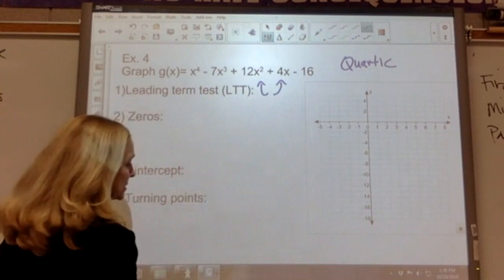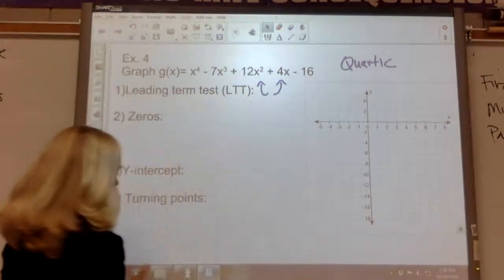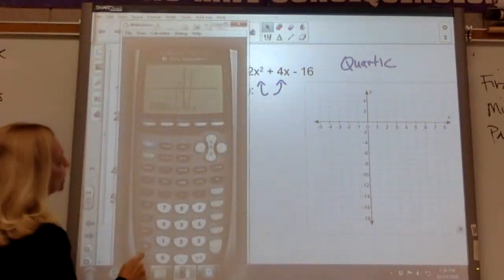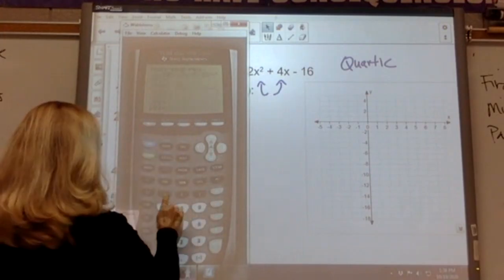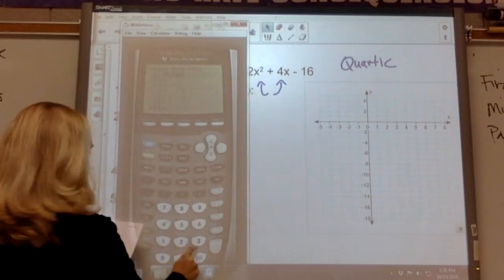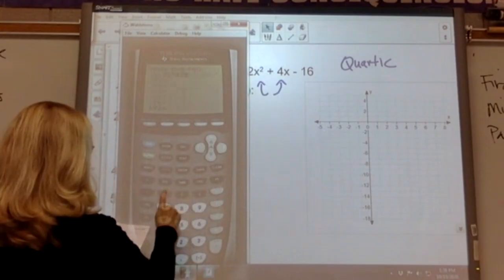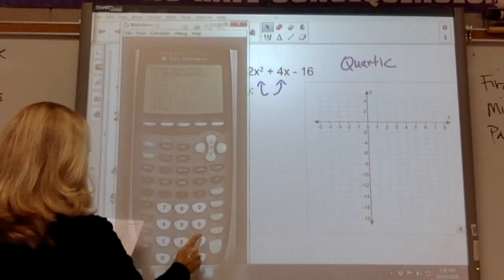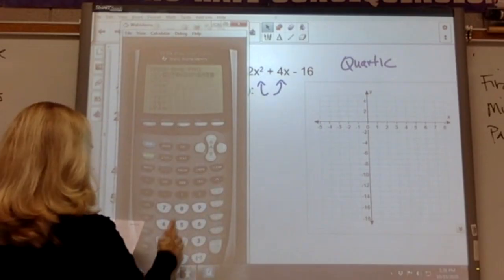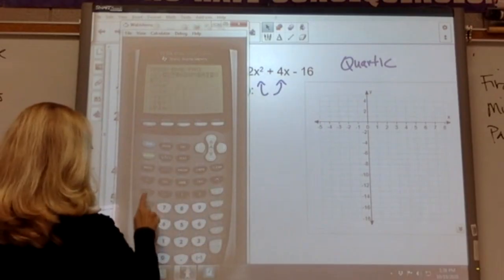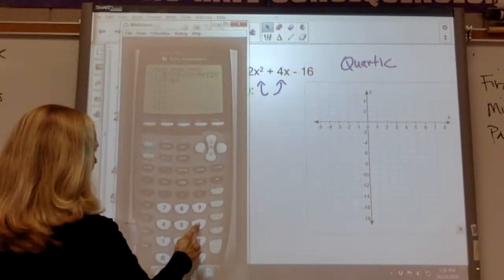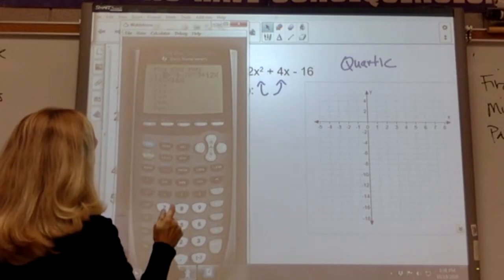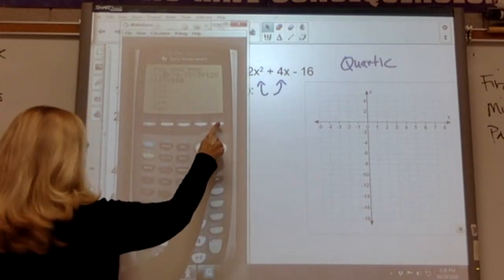Okay. Now to find these zeros, we're going to do it in the graphing calculator. So you're just going to graph it. So we're going to go to y equals, type in this polynomial, so x to the fourth, minus 7x to the third, plus 12x squared, plus 4x minus 16. All right, so now press graph.